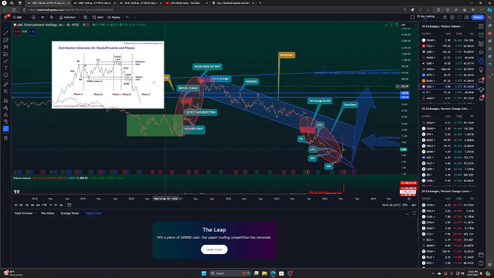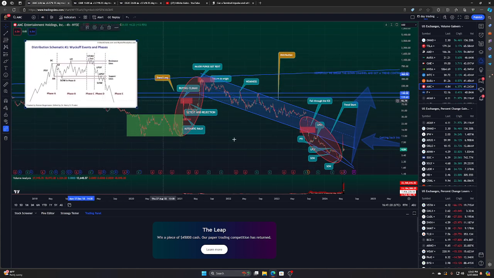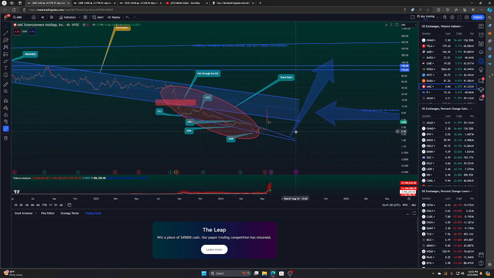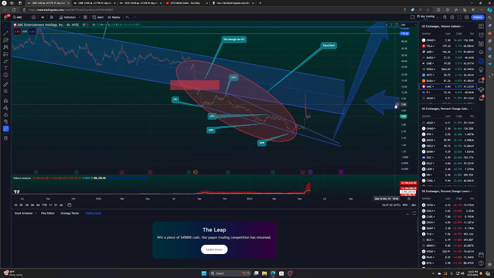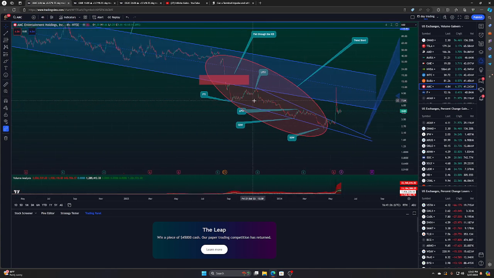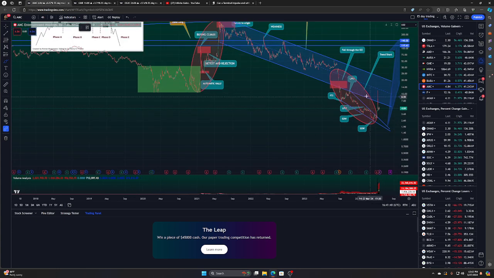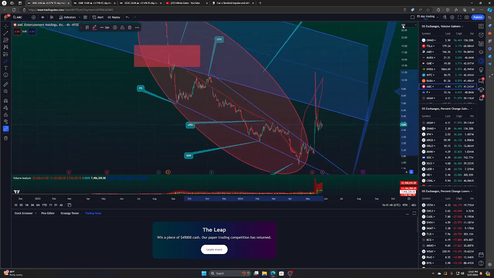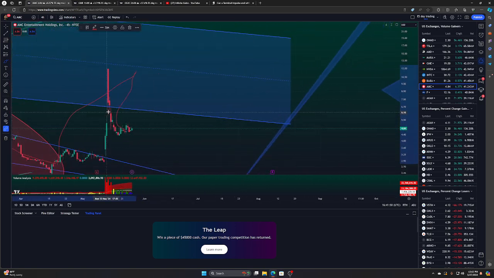I need to give AMC some more love, which is crazy because I have more AMC than I do GME. But anyways, the game plan for AMC is still the same. We broke out of this descending wedge, broke out, retested the channel, building support. If we zoom in, we actually rejected the channel right here.